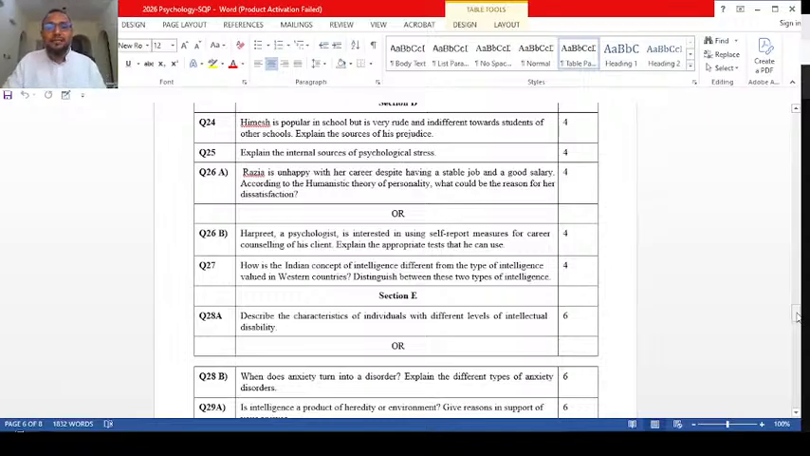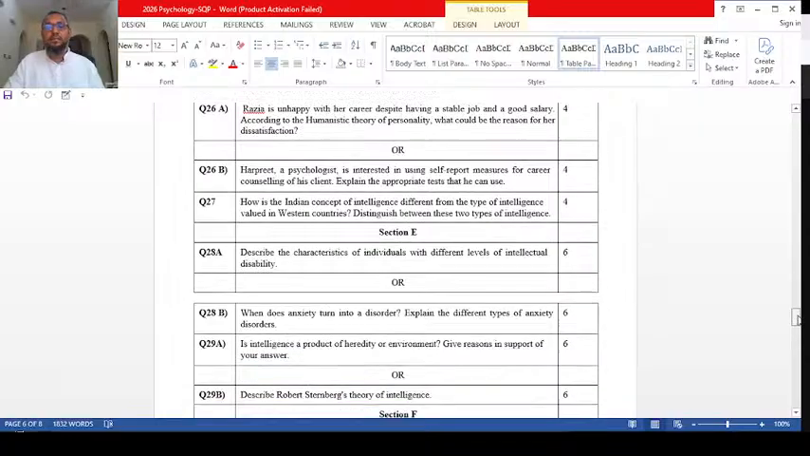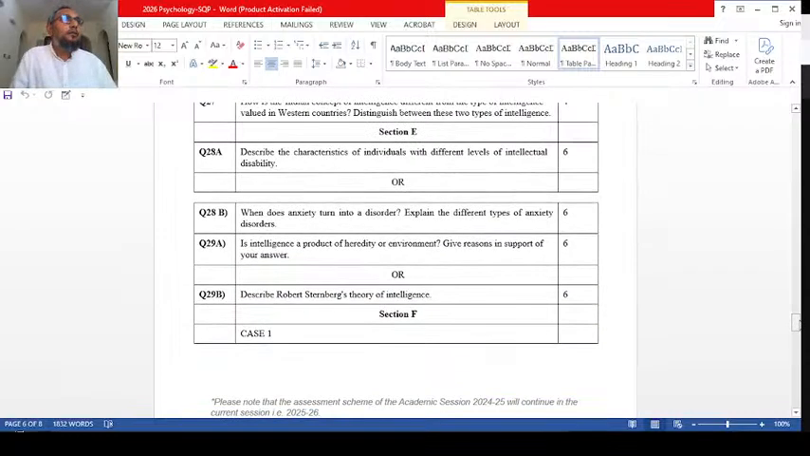Okay. Describe the characteristics of individuals with different levels of intellectual disability. We have below IQ level 70 generally called intellectual disability, my children. You can refer to this question. We have the mild, moderate, severe, profound cases. In each category I'm just briefing you, but I am not giving a detailed explanation.